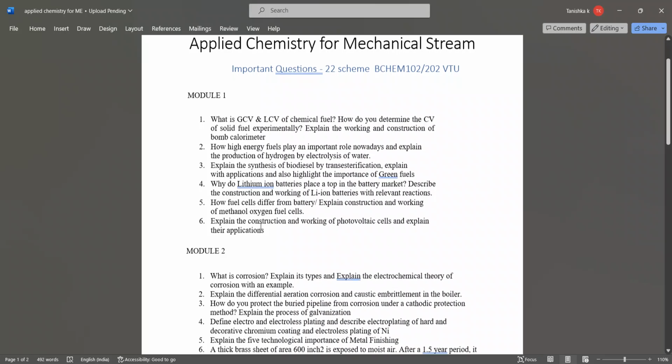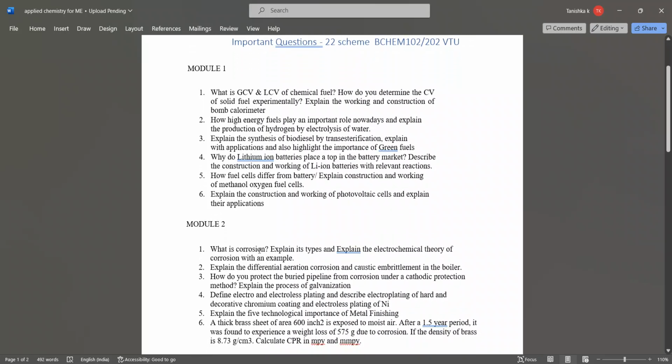Next, in module 2, the questions are like: what is corrosion, and explain its types, and explain the electrochemical theory of corrosion with an example. Explain the differential aeration corrosion and caustic embrittlement in the boiler. How do you protect the buried pipeline from corrosion under a cathodic protection method?